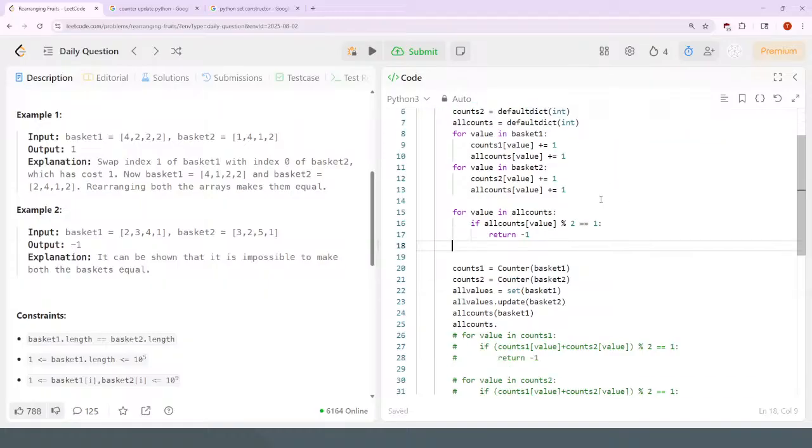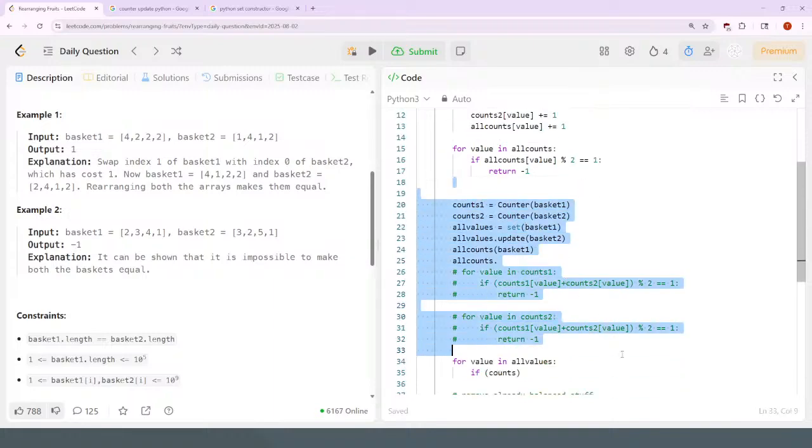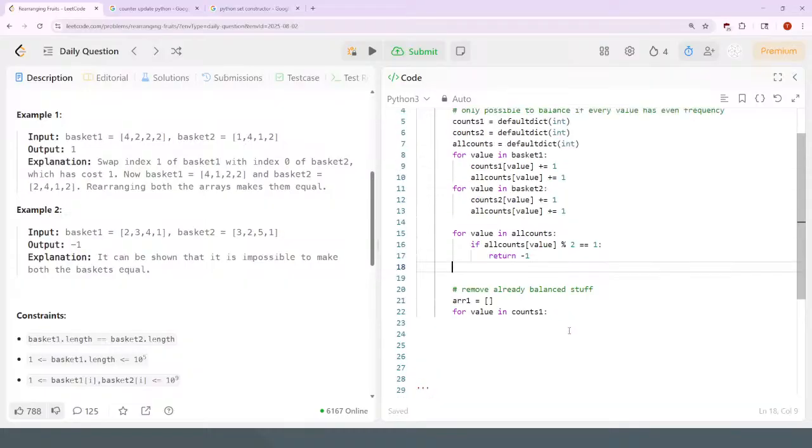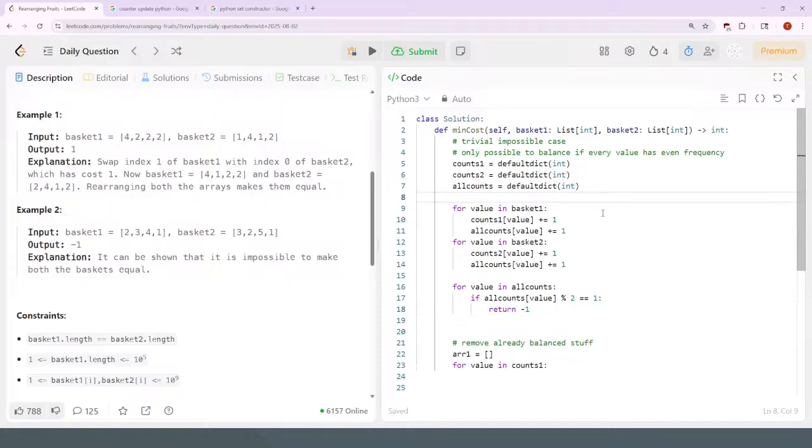Yeah, I think definitely counter is fast, but it's just not as useful or as handy as a default dictionary here, because I want to be able to refer to a certain value as a key without having to check whether or not the key exists in the dictionary, in the counter mapping.